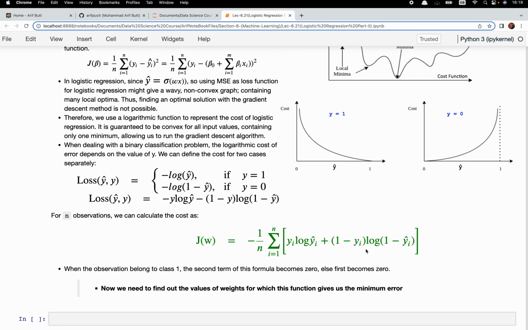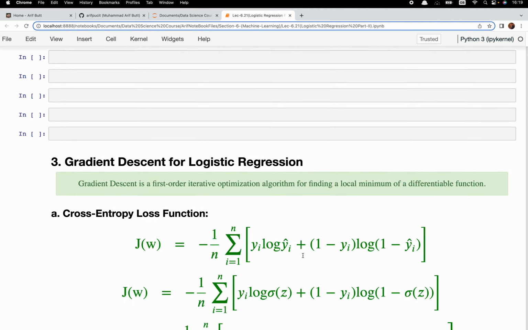So far, so good. Now we need to find out those values of weights for which this log loss or error function gives us the minimum value. Okay.